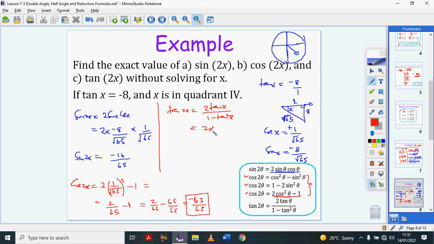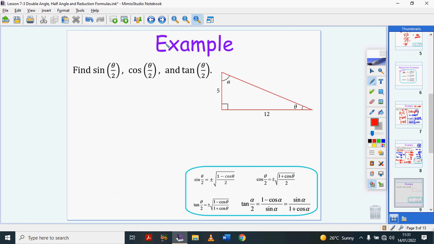So that's just 2 times, because tan x is negative 8, right? So that's just 2 times negative 8, divided by 1 minus negative 8 squared. So that gives you 2 times negative 8 is negative 16, divided by 1 minus 64, which is negative 63. So tan 2x is 16 over 63. So that's how you do questions like this.